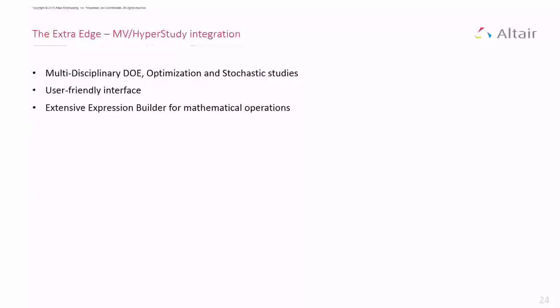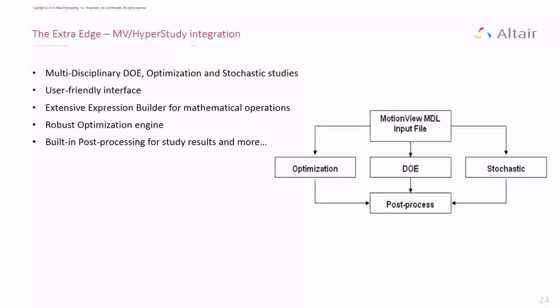So as I told you, HyperStudy is a multidisciplinary DOE, which is design of experiments, optimization, and stochastic studies environment, and it has a user-friendly interface. It has an extensive expression builder for mathematical operations, and a very good and robust optimization engine, which is what we will be using to optimize our suspension. And you could also do some built-in post-processing to study the results. So this is how MotionView models will interact with HyperStudy, and any of these studies can be carried out and post-processed.